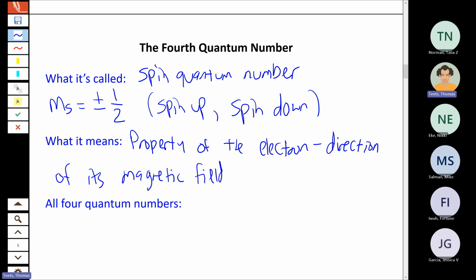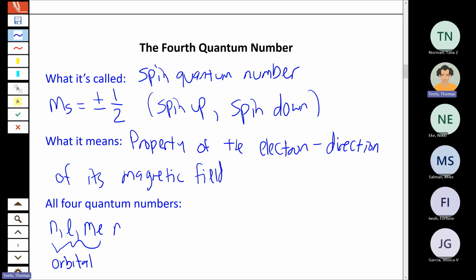And so whenever we have an electron in an atom, where we're going to put it into a specific orbital in that atom, each electron is going to have a set of four quantum numbers that defines it. It's going to have an n, l, and m sub l value that tell you which orbital it's in. So these three together, as we've already talked about, define the orbital.